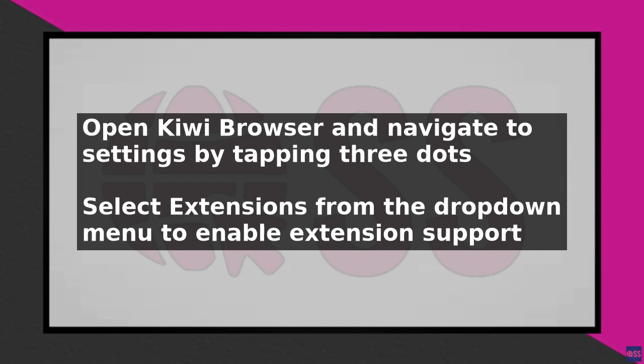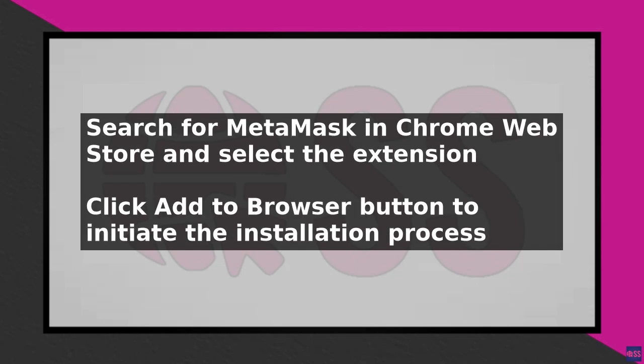If you do not see the Extensions option, you may need to enable it in the browser settings. Next, search for MetaMask in the Chrome Web Store. You can do this by typing in the search bar at the top of the browser window. Select the MetaMask extension from the search results and click the Add to Browser button.